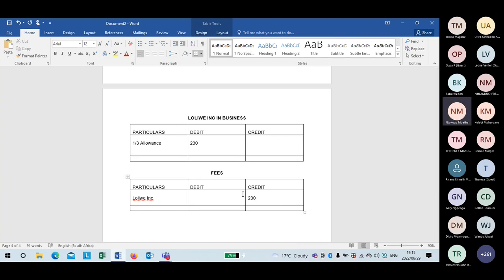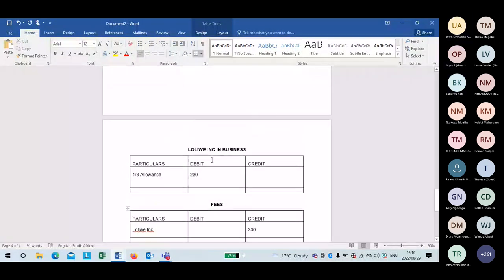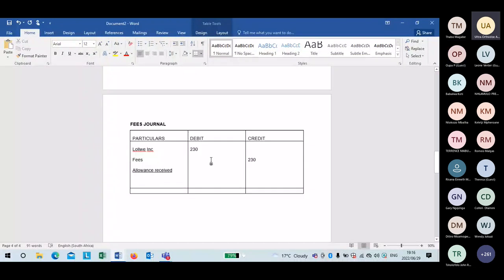Then you go to step number five. What do you do there? Determine how much is due to you. To determine that, go to the relevant client's account in business. In this case, it will be the correspondent's account in business. How much do you see there? 230. Now, check if it is available in the trust account.